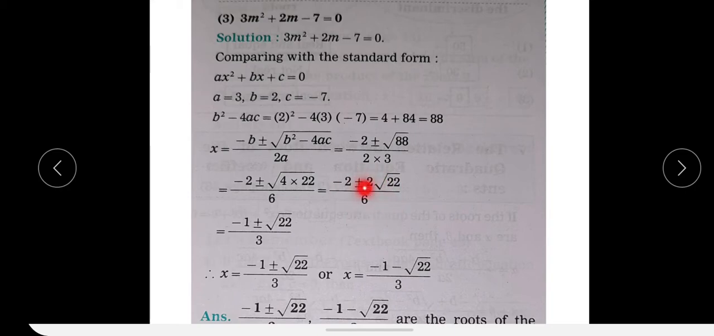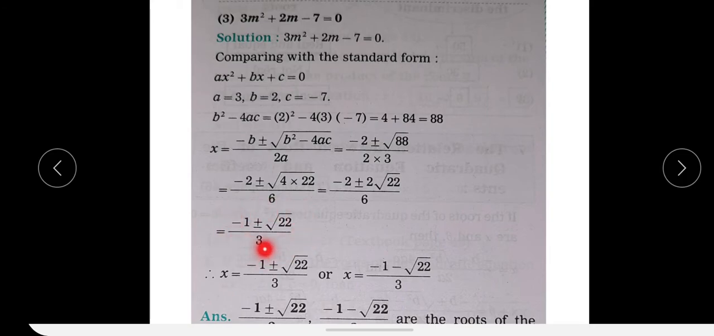Take 2 common from the numerator. When we get 2 common, then the bracket term will contain minus 1 plus minus as it is. This 2 is common. Under root of 22 as it is. That common 2, divide this 6, you will get 3. Means cancellation again. Minus 2 upon 6 will become 3.